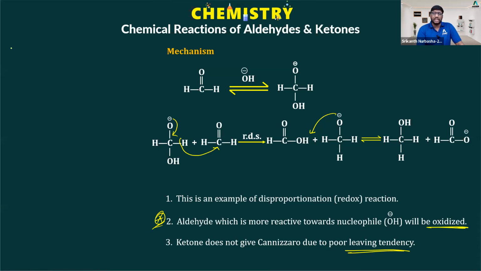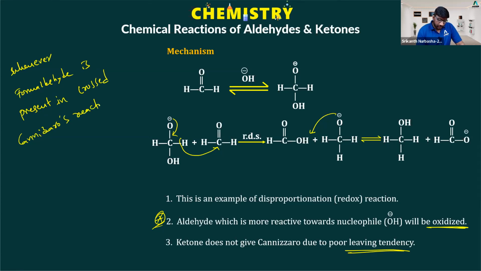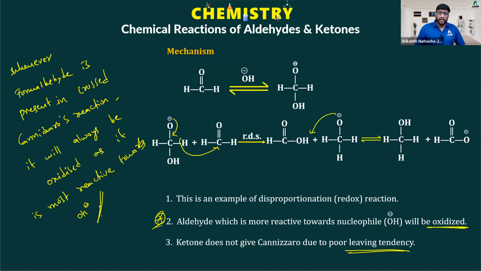Among all the aldehydes, formaldehyde is always most reactive. Whenever formaldehyde is present in a crossed Cannizzaro reaction, it will always be oxidized as it is most reactive towards OH minus. Is that point clear to everyone or not?